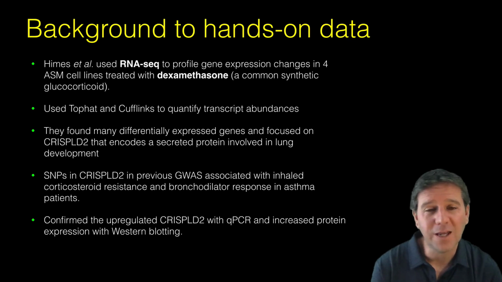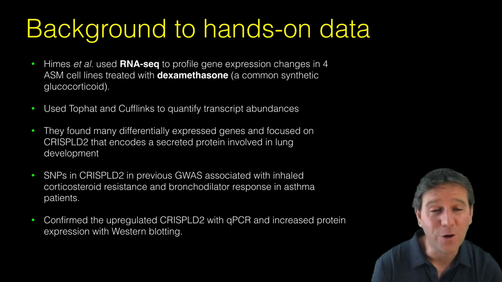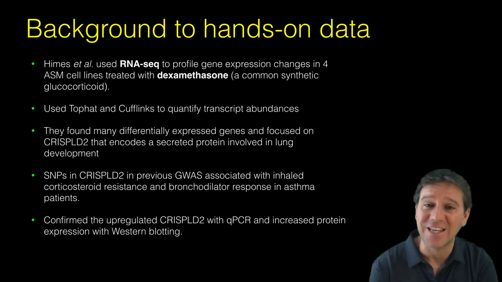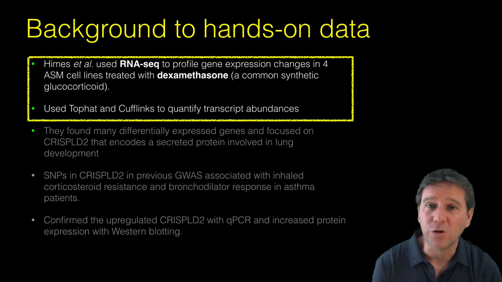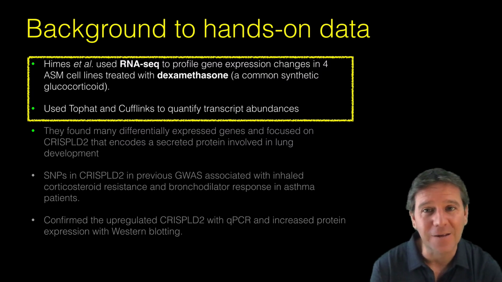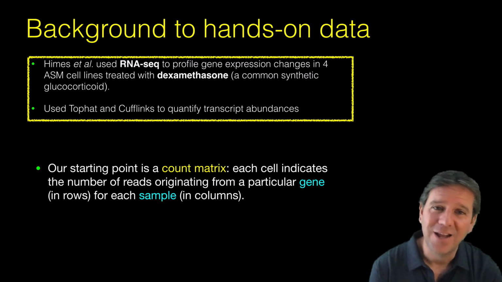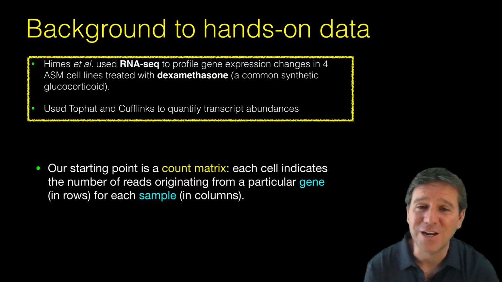Now, we'll see in our hands-on session, this is just one gene out of many interesting genes that can emerge from these types of experiments. And they'll emerge if you know enough bioinformatics to dig in and get your hands dirty and pull out this kind of information. So that's what we're going to do. We're going to go back to where we left off the last day. That is the output of the mapping and the counting step that these authors produced, just like we did the last day. And our starting point then is going to be this count matrix, where each cell indicates the number of reads originating from a particular gene.